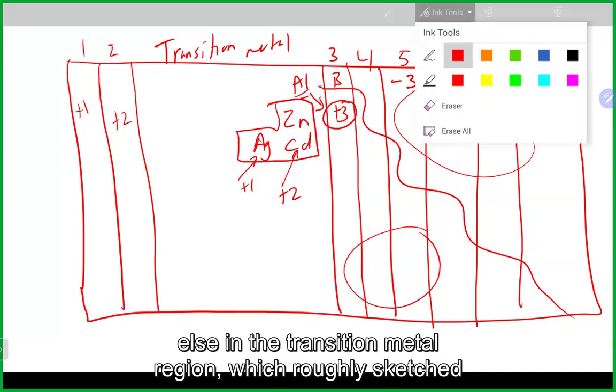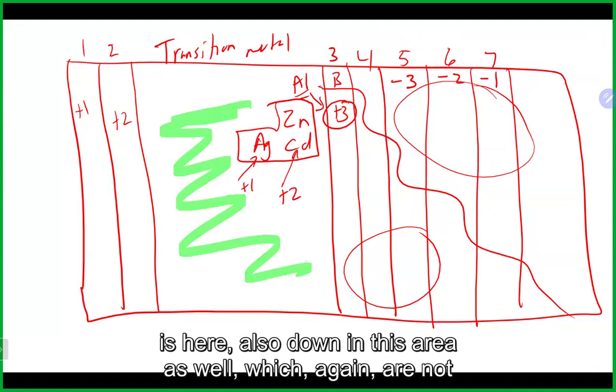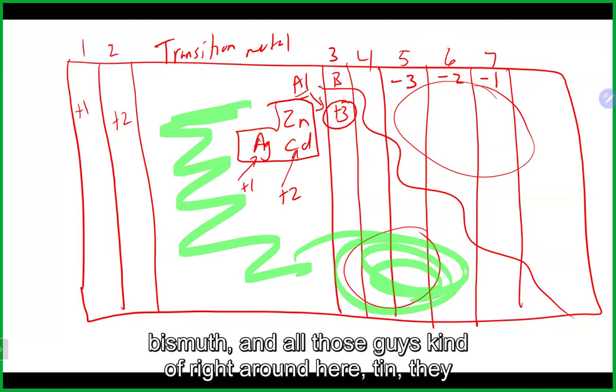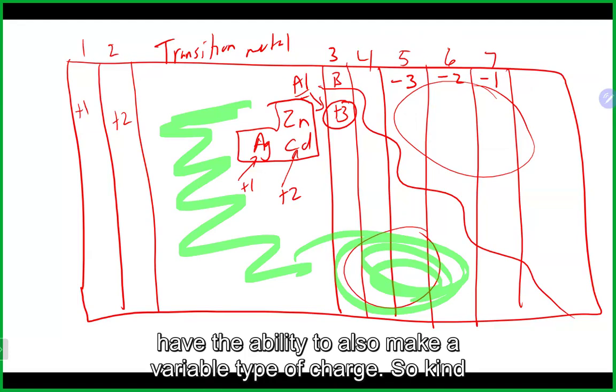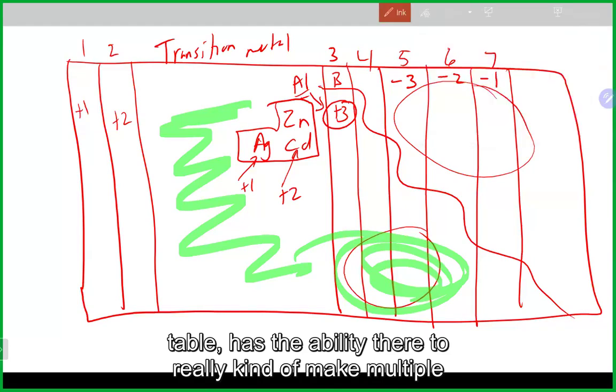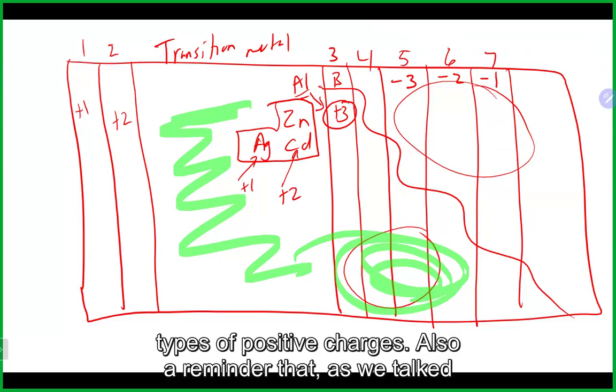Everybody else in the transition metal region, which roughly sketched is here, also down in this area as well, which again are not transition metals, but are still metals, like where we have lead, bismuth, and all those guys kind of right around here, tin. They have the ability to also make a variable type of charge. So kind of everybody in that greenish area, my badly drawn periodic table, has the ability to make multiple types of positive charges.